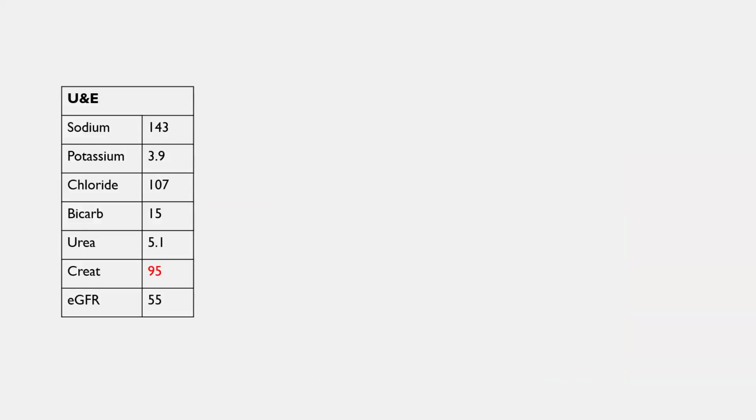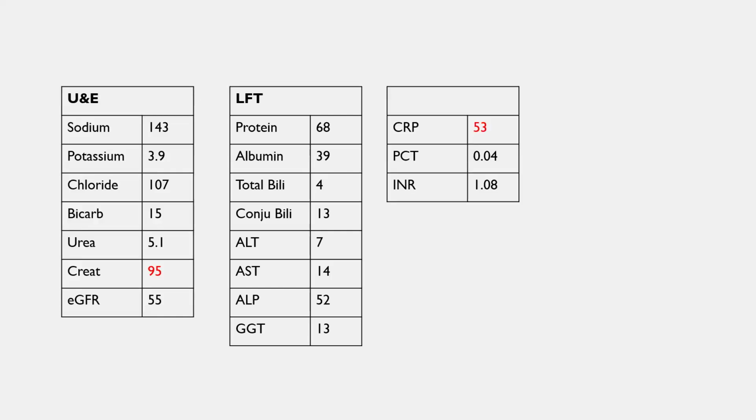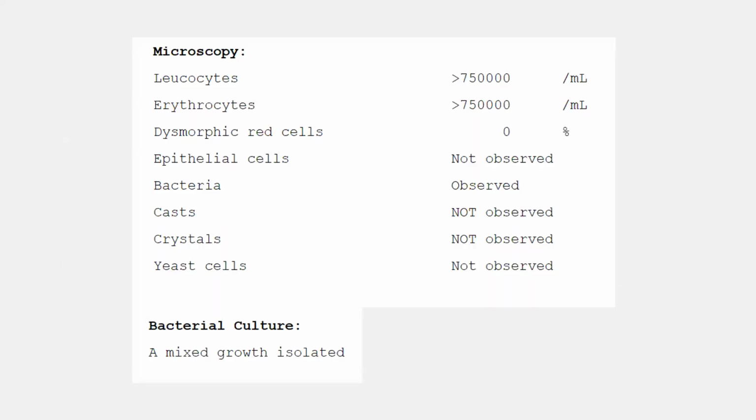So in terms of her initial investigations, renal function, she had an elevated creatinine of 95 for a pregnant woman. It is a little bit concerning. LFTs that were normal. She had slightly raised inflammatory markers, a PCT of 53, with essentially a normal FBC, HB on the lowish side. And in terms of her initial urine results, she had more than 750,000 leukocytes, a very significant pyuria, erythrocytes of more than 750,000, but a mixed growth was isolated from this culture. So we were not sure how to interpret this.